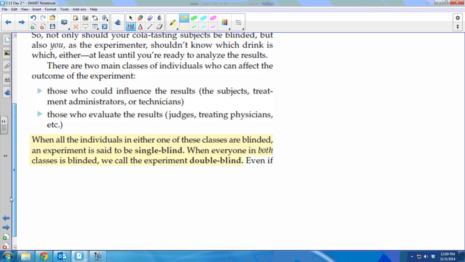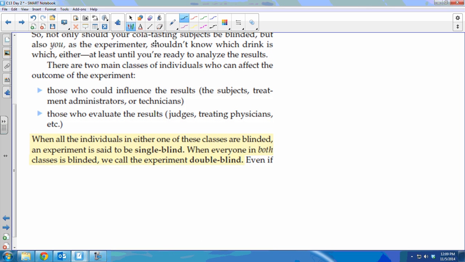So, here are your two groups of people that could influence the results: the subjects, treatment administrators, or technicians. Because let's say the person giving the pills knows that one works better than the other, then it's human nature. They might be like, oh, I'm just going to sneak other people to this pill too. All right? You don't want that to happen in your experiment. You want it to be as controlled as possible.